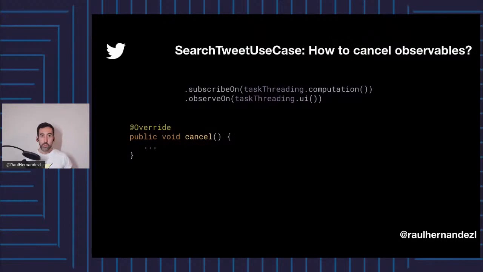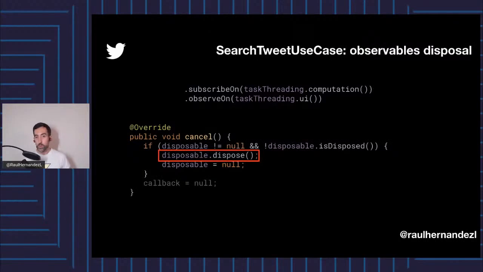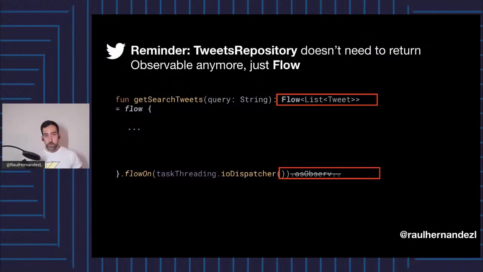And then, if we need to do the same in RxJava in the old times, we need to do something like that, making sure that it's not disposed, and dispose it, and making that null. Something very similar, not a big change. Now that we changed all the clean architecture side, we can just remove the asObservable from that library I mentioned earlier and just return the flow as a type.